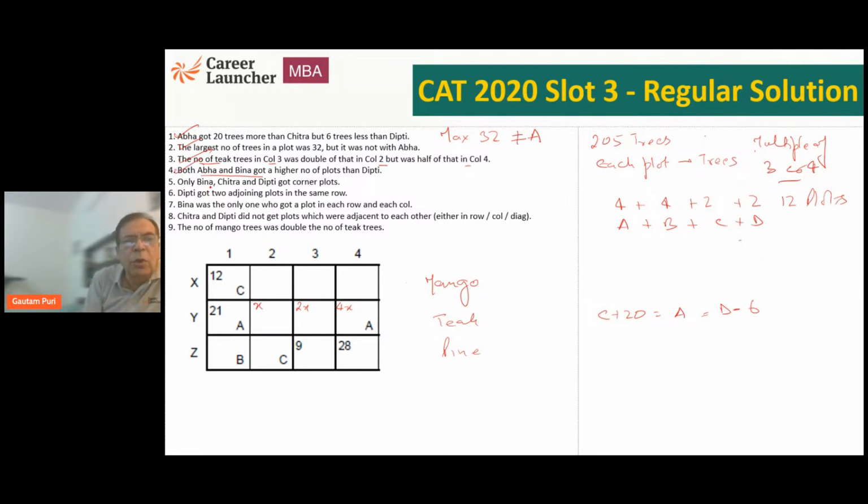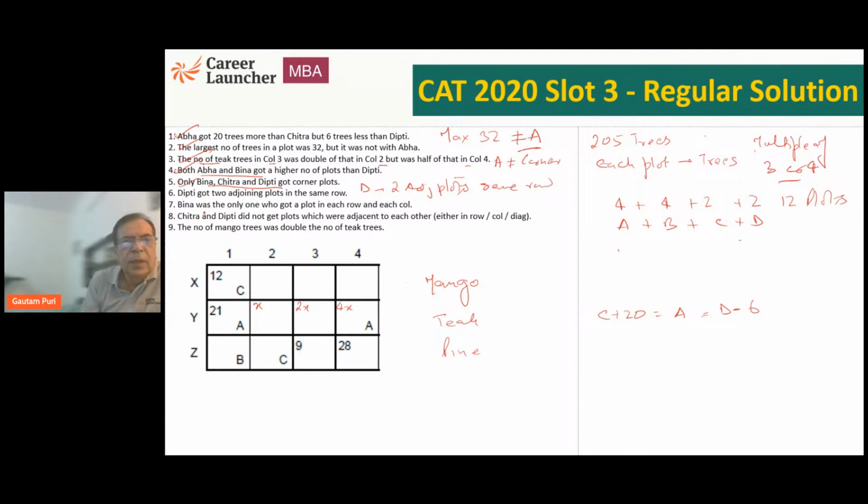Only B, C, and D got corner plots. I will write it as this means A did not get any corner plot. So A is not equal to corner. Deepti got 2 adjoining plots on the same line, same row. So Deepti's 2 adjoining plots in the same row. Let me take a little space for the constraints.